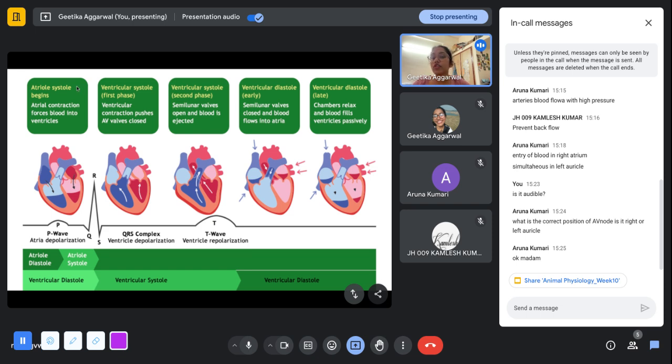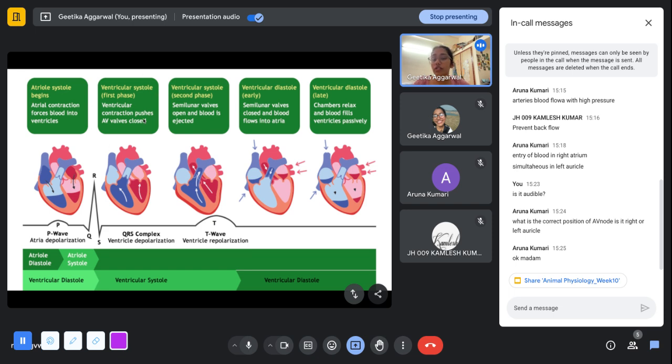It's also called the atrial systole. So the atria contract and they force the blood into the ventricles. Then there is this QRS complex. During the QRS complex, the ventricles get depolarized, and eventually during this ST period, these ventricles contract and send the blood ahead into the pulmonary vein and the systemic circulation. So this is called the ventricular systole.